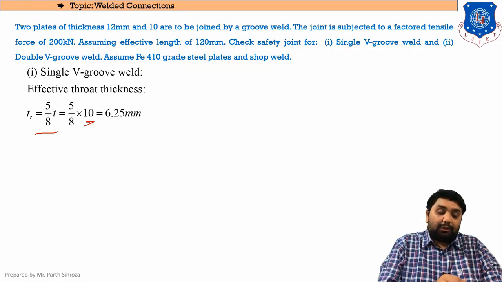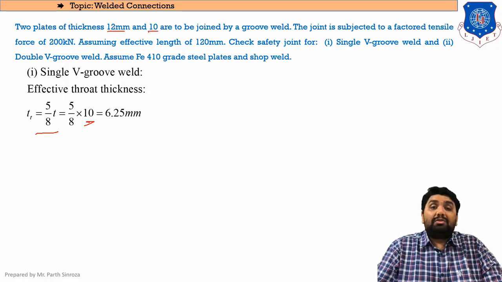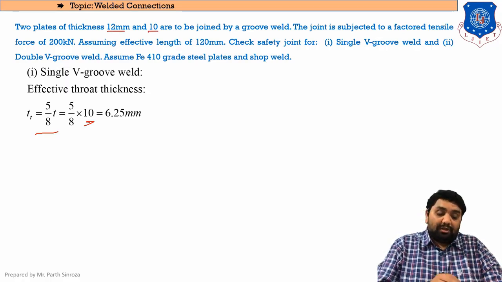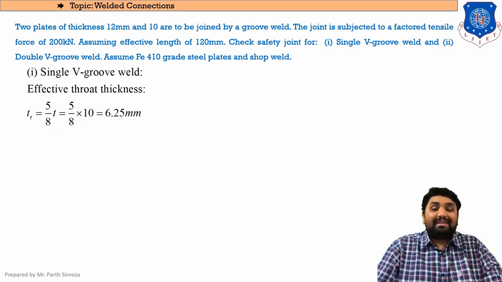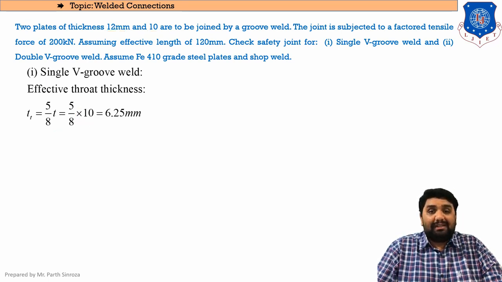As you can see in the question, two dimensions are given, one is 12 and the other is 10. So out of these two, the thinner plate will be 10. Substituting the value 10 here, we get the answer 6.25. This will be our throat thickness.